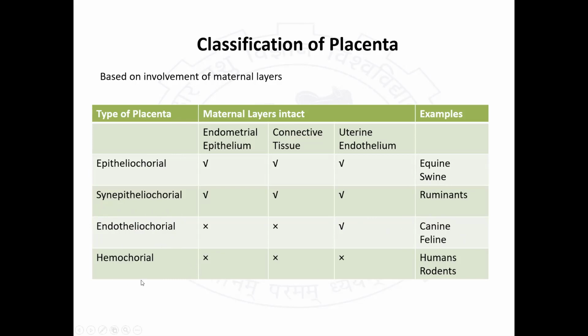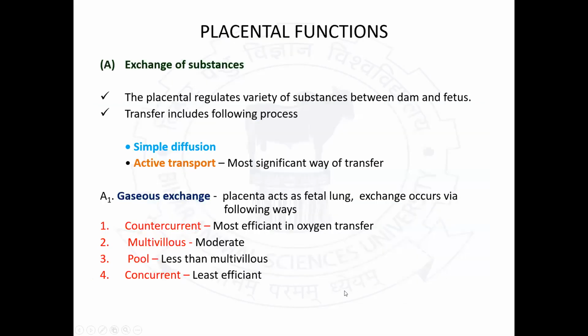Then hemochorial means there is no maternal layer. The fetal cells or fetal layers are directly exposed to the blood supply. Okay, there is direct contact of the fetal layers, the chorial layers, with the blood pool, and the example is rodents or human being. Okay, what are the functions of placenta?